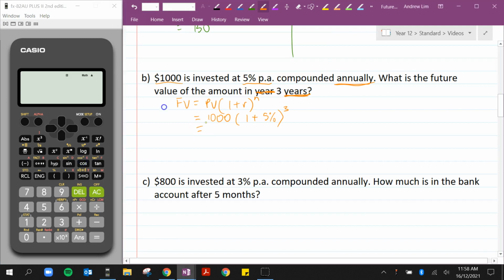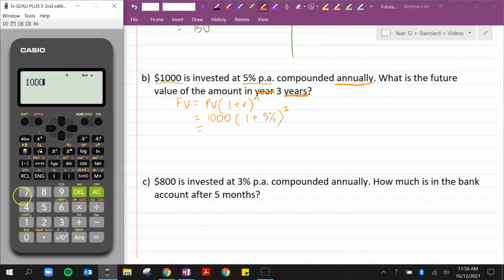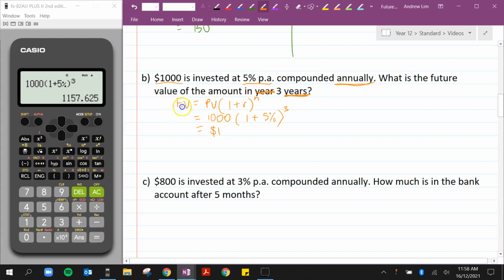So I'm just going to put this into my calculator. And I get 1157.63. Okay, and that's the future value.